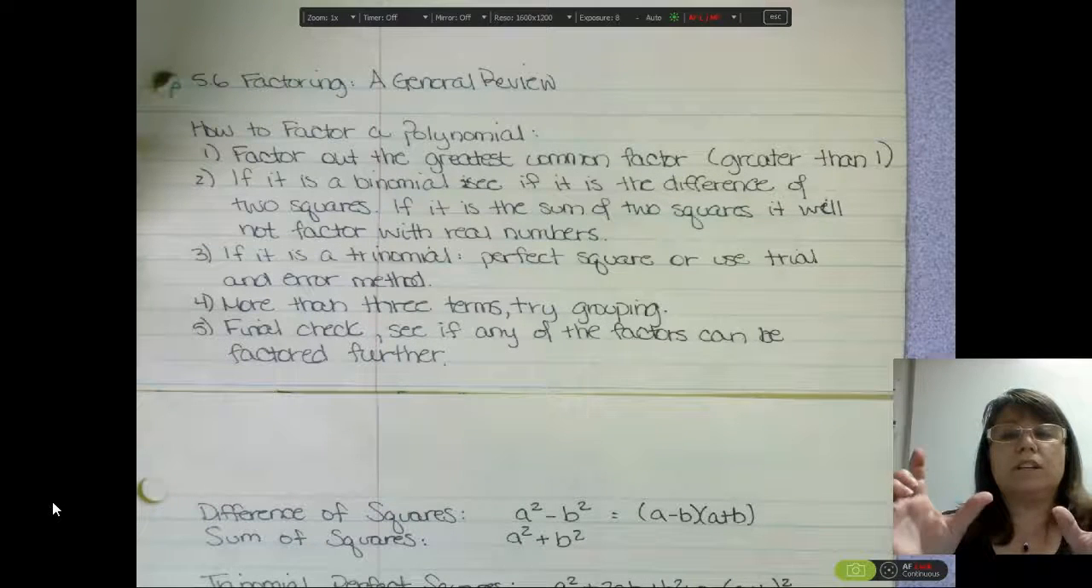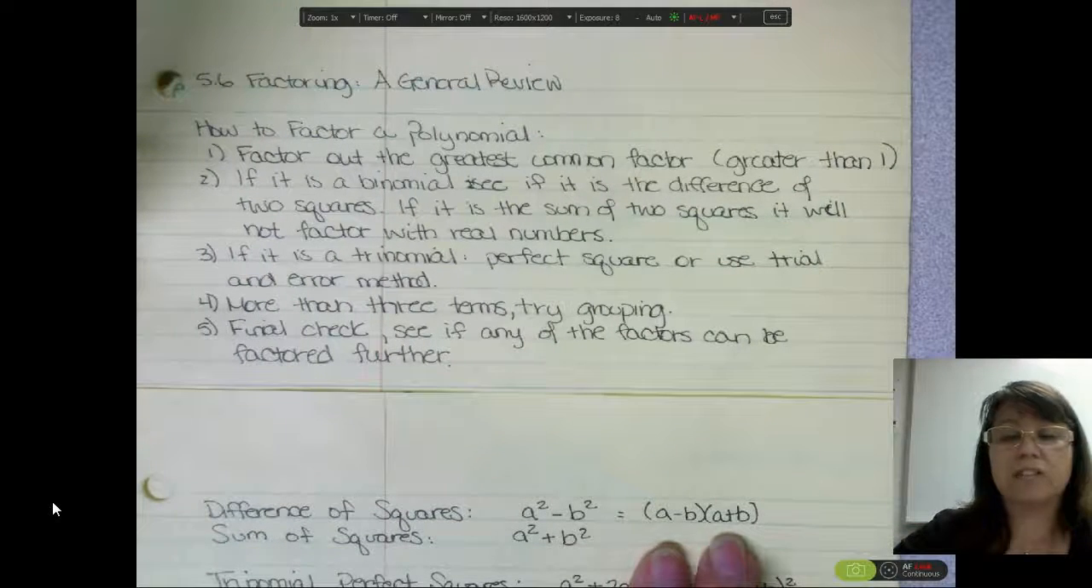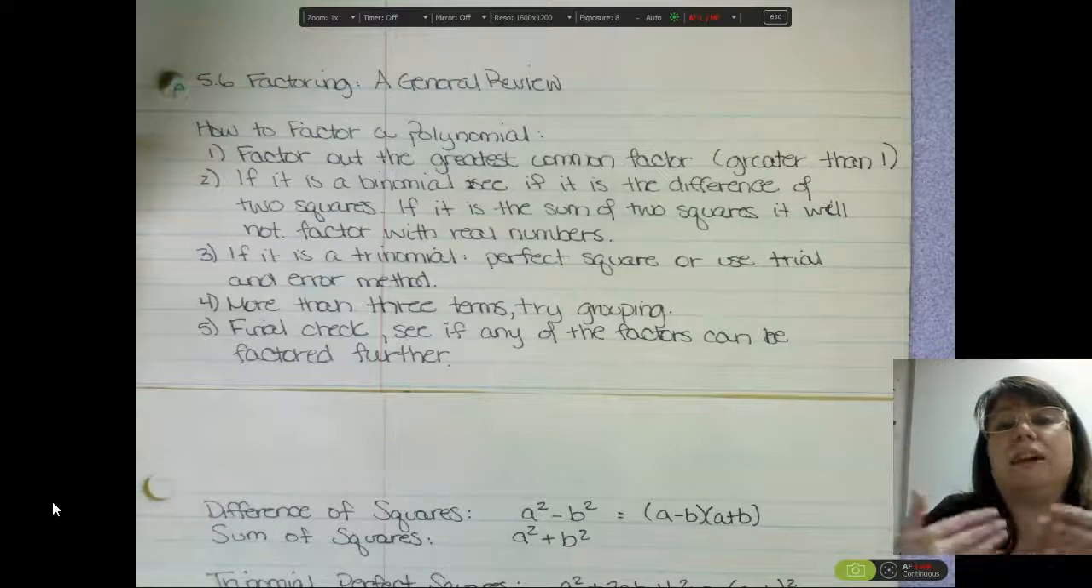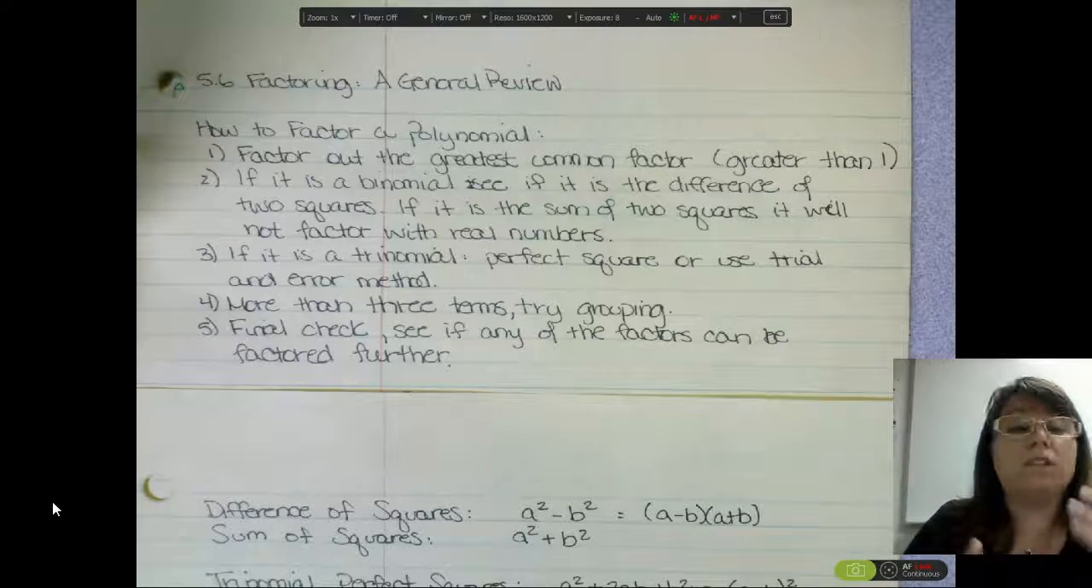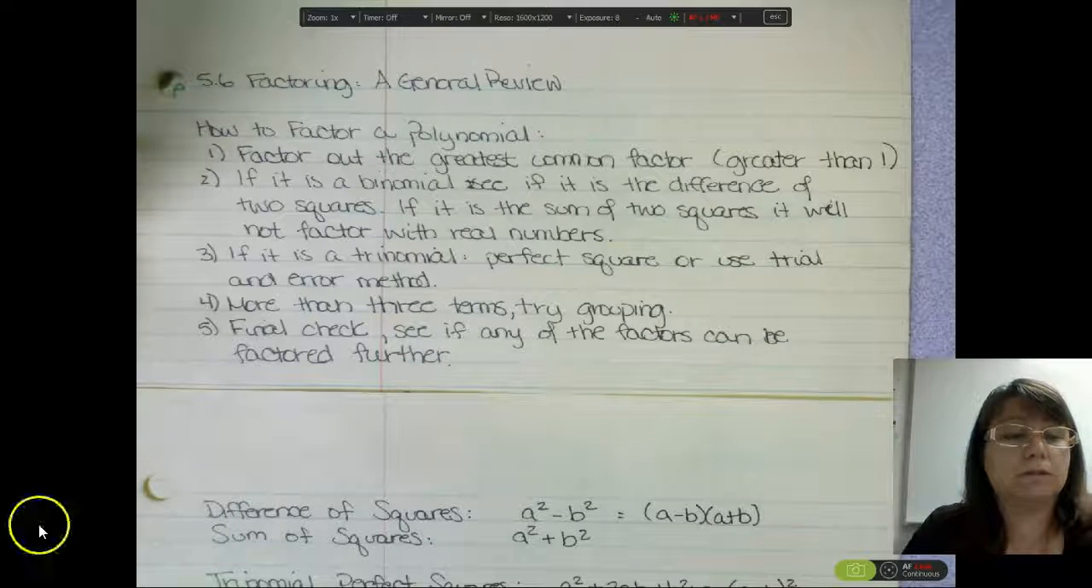Because once you get, let's say, 2 terms, you may think that you're done, but you really do need to look at your problem to see if it can be factored even more. Once you've done that, your problem should be as factored as possible.